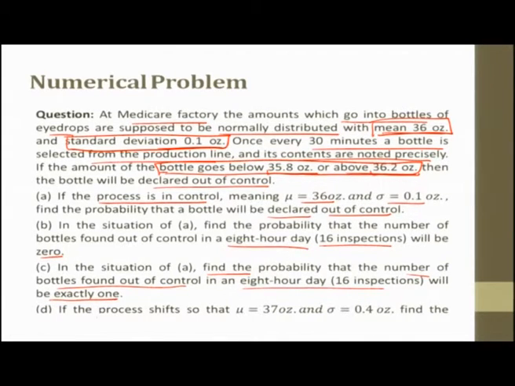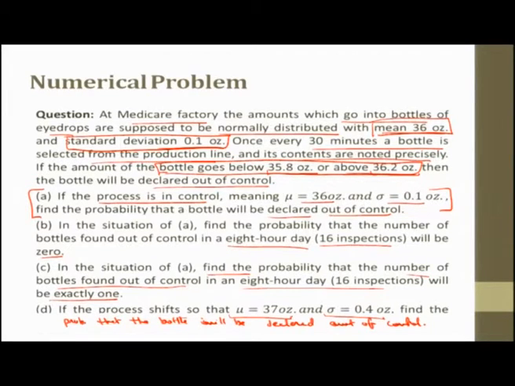If the process shifts so that mu changes and standard deviation changes, find the probability that the bottle will be declared out of control.